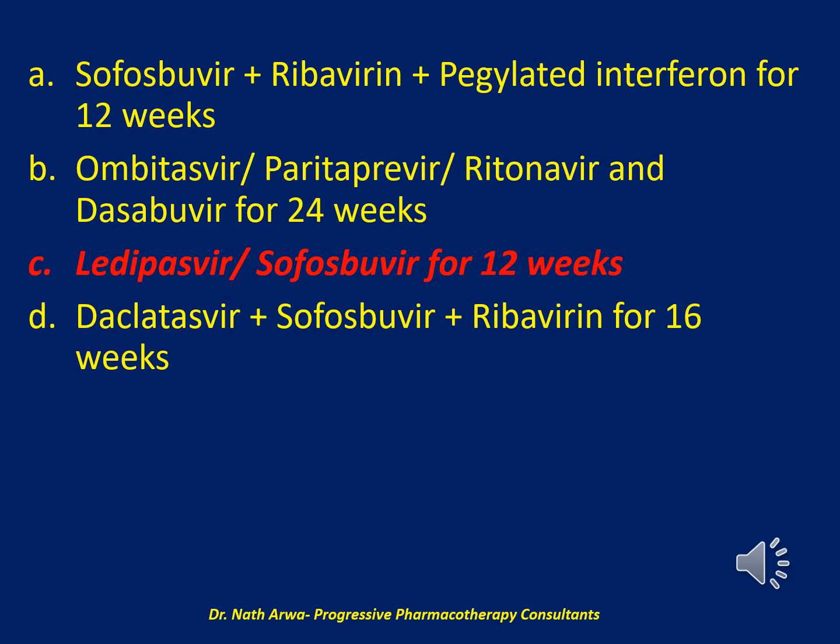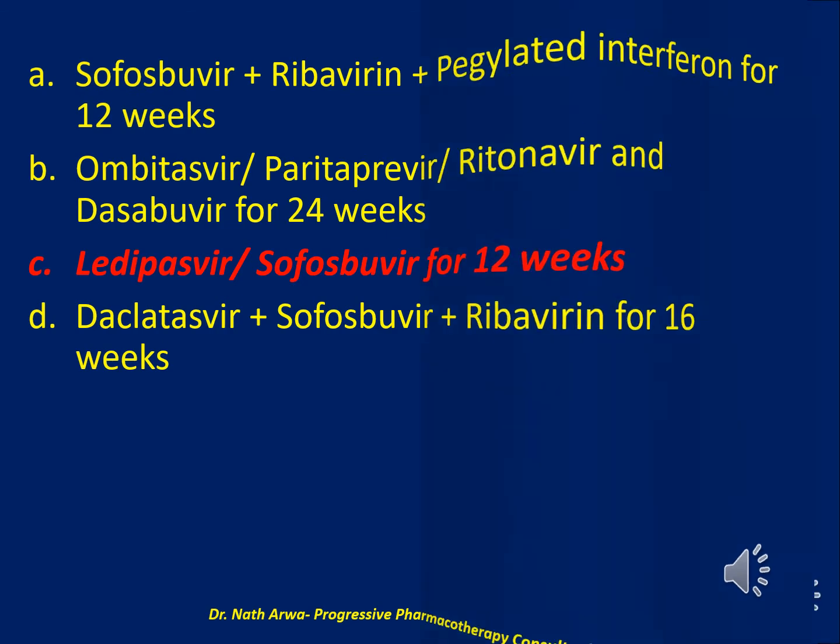Answer A is incorrect because pegylated interferon regimens are no longer recommended for HCV infections, given serious adverse effects and lower efficacy compared with DAA regimens. For treatment-naive patients with genotype 1A/1B without cirrhosis, the usual treatment duration for all recommended regimens is 12 weeks. Please progress to the next question.